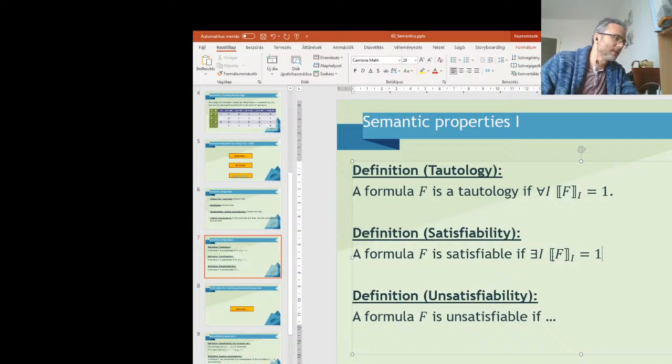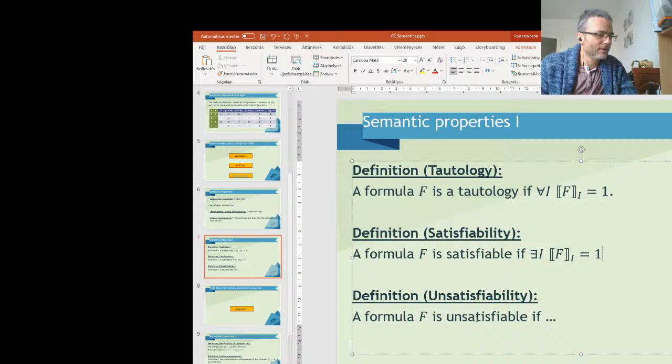Thank you. So this means a formula F is satisfiable if there exists an interpretation such that the formula under this interpretation is true, right? Okay, nice. Any question? Okay, if you have any question, please ask my very clever colleague who gave the hint to me.